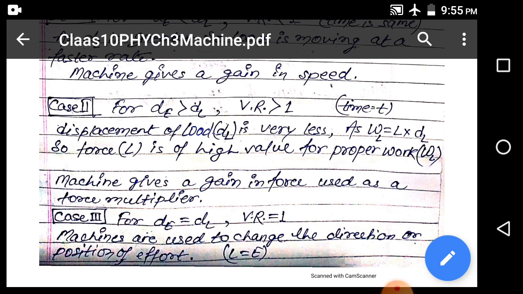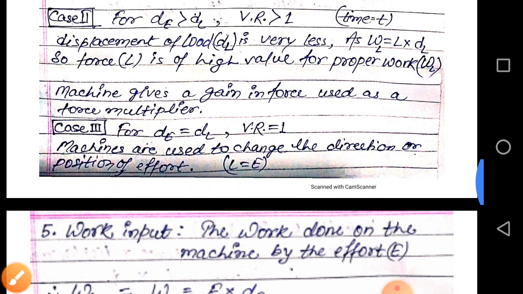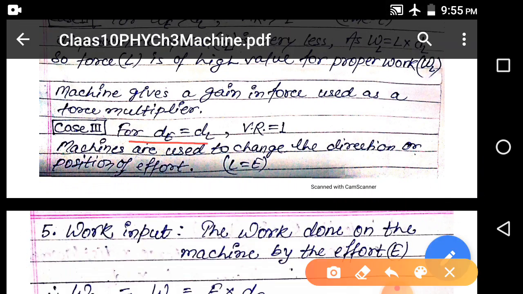Now go to the next case, case 3. Here we have dE equal to dl, that means the displacements are equal. Here VR, that is velocity ratio, is equal to 1. This kind of machine changes the direction or position of the effort.